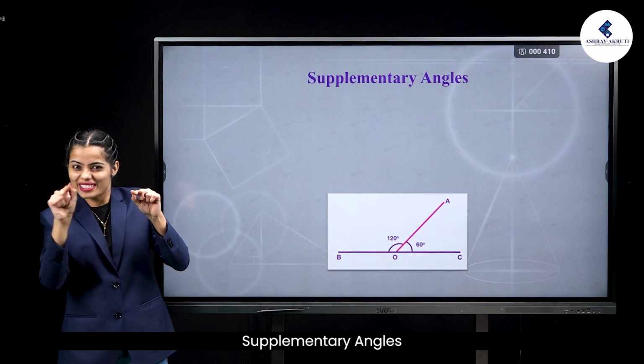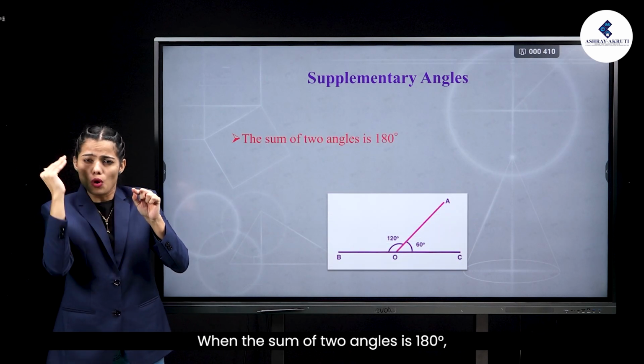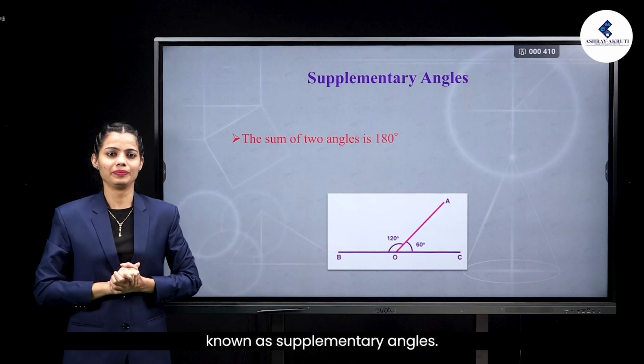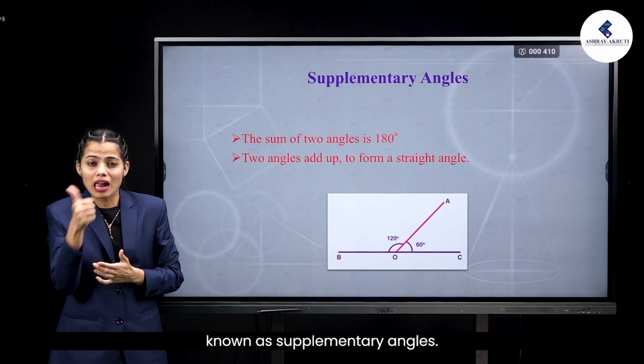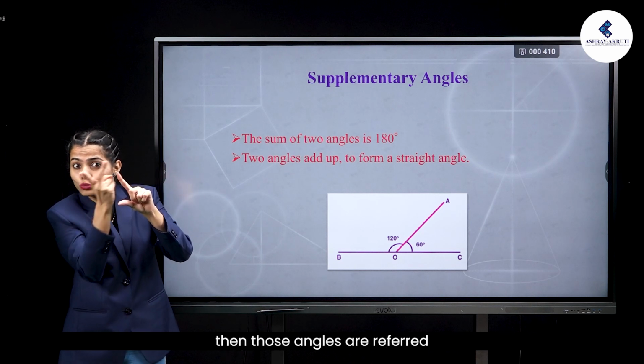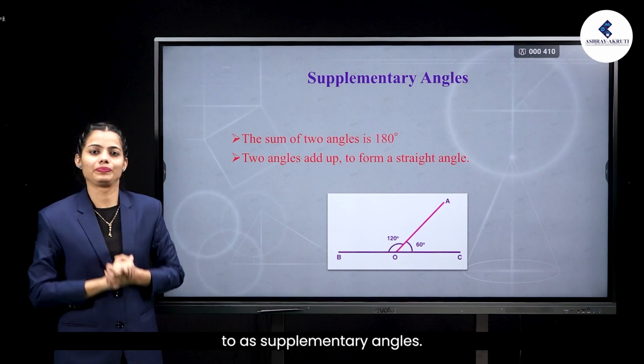Supplementary angles. When the sum of two angles is 180 degrees, then the angles are known as supplementary angles. In other words, if two angles add up to form a straight angle, then those angles are referred to as supplementary angles.